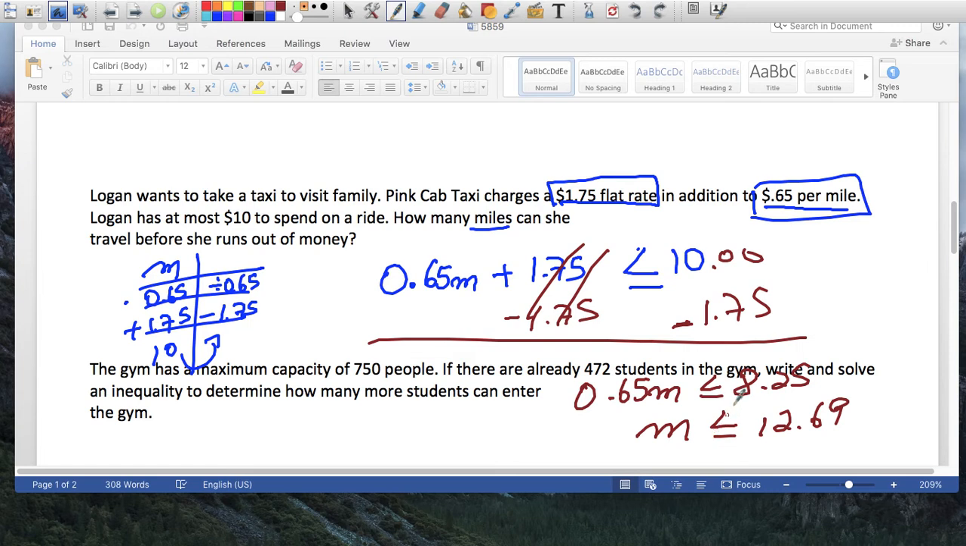Just to be safe, well, how many miles? I guess we can use decimals for miles. So the number of miles, as long as it's less than 12.69 miles, you can use a taxi for that much. Okay, you better tell them to stop right away, otherwise you're going to be charged more.